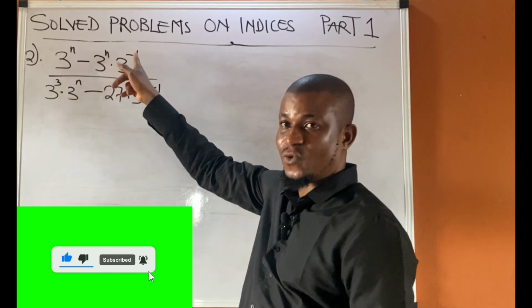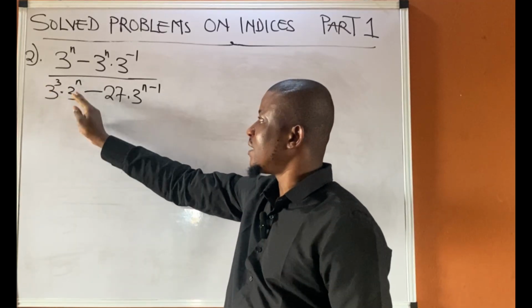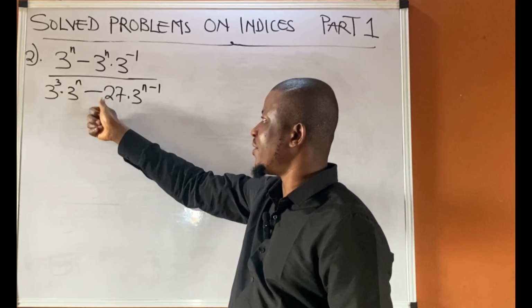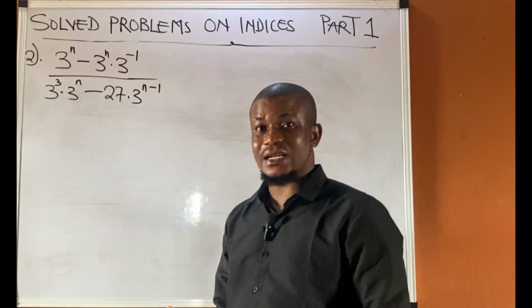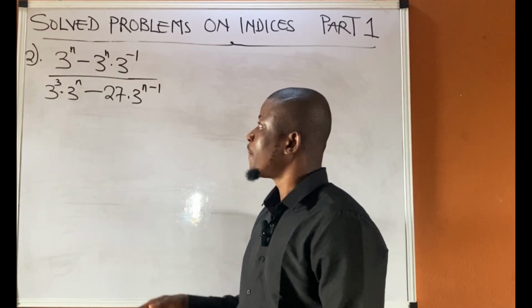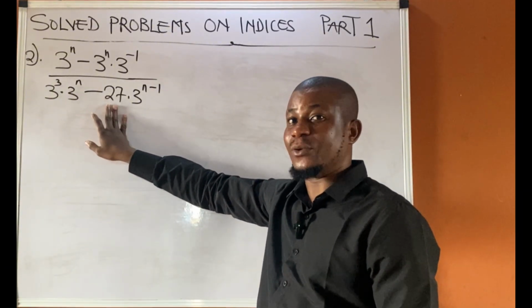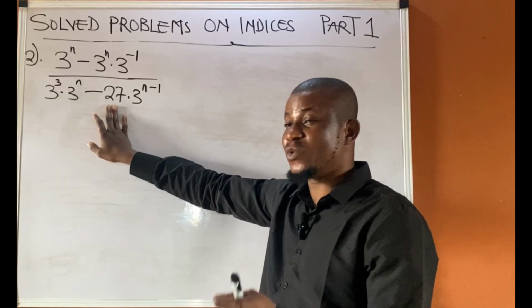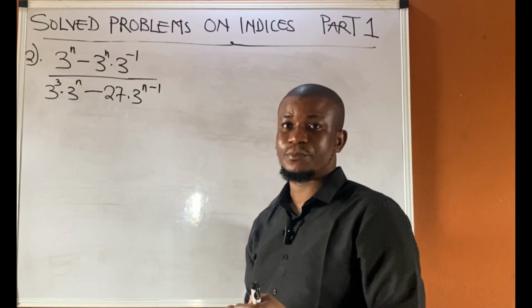The next question I want to consider is 3 to power n minus 3 to power n times 3 to power negative 1, all divided by 3 to power 3 times 3 to power n minus 27 times 3 to power n minus 1. And like we did in the first question, we will also break down 27 to its index form. Now, like I said, the best way to tackle indices is to reduce every number to its basic index form.